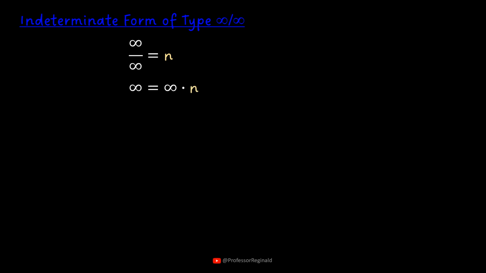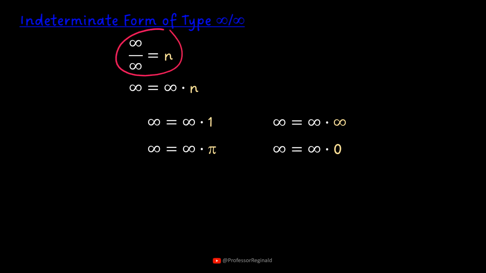Let us first discuss why infinity over infinity is an indeterminate form before discussing a technique in evaluating this type of indeterminate form. Suppose infinity over infinity is equal to n. Then, infinity is infinity times n. And this equation is correct for many values of number n. Because of this, infinity over infinity could mean any value, finite or infinite, and it is therefore indeterminate.